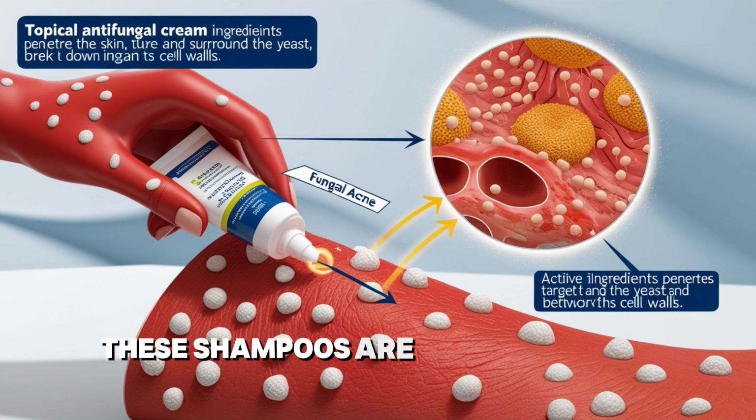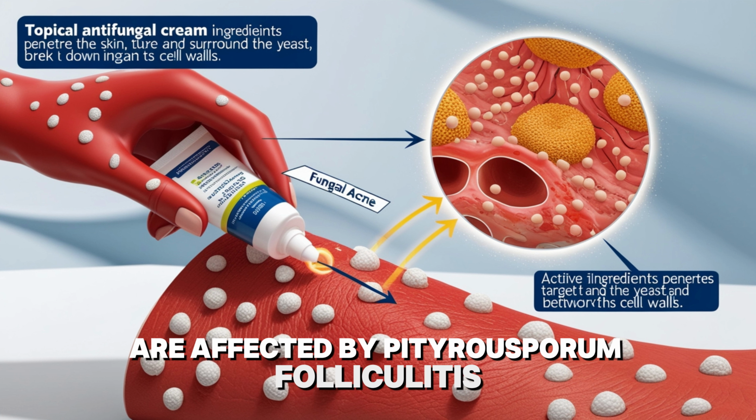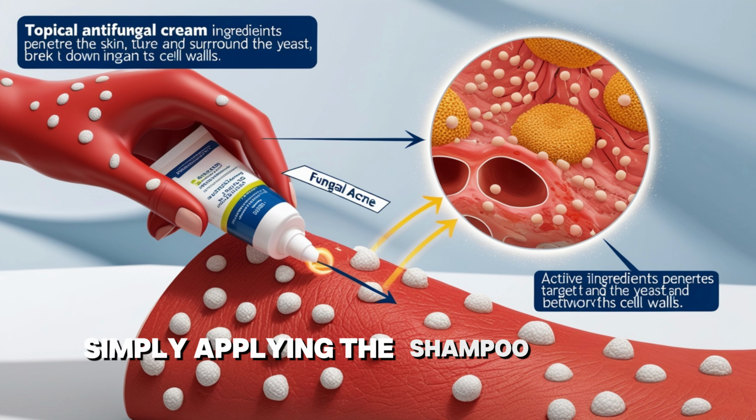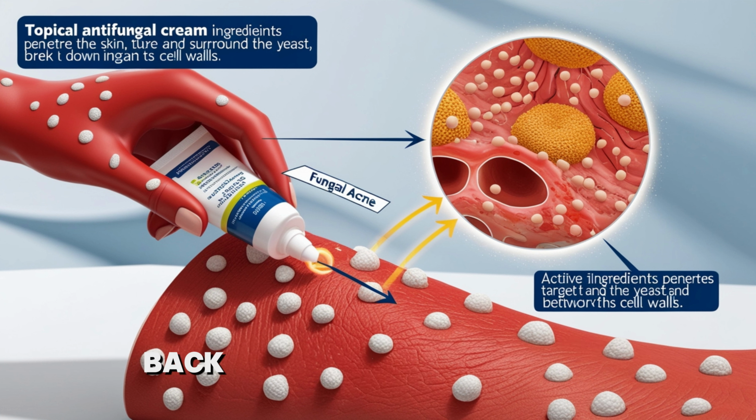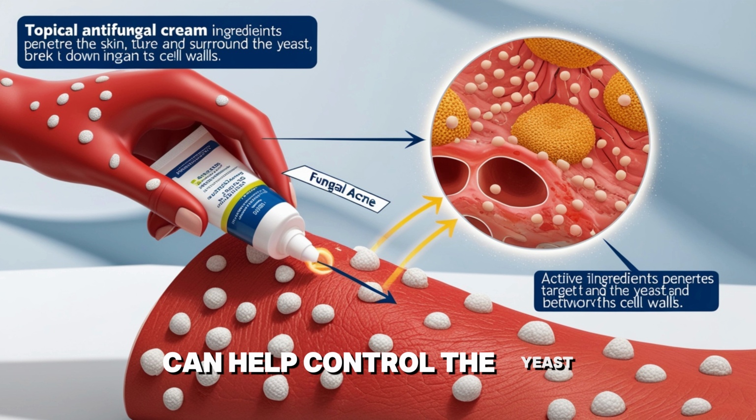Antifungal shampoos. Many antifungal shampoos contain ketoconazole or selenium sulfide. These shampoos are formulated to treat dandruff but can also be used on areas of the skin that are affected by Pityrosporum folliculitis. Simply applying the shampoo to your chest, back, or other affected areas and leaving it on for a few minutes can help control the yeast.